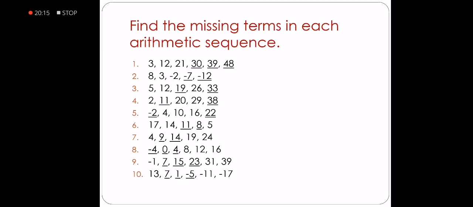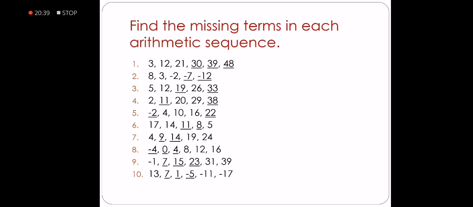In number 5, we have blank, 4, 10, 16. In number 5, our common difference is 6. So, we are just going to add 6. This time, what is missing is our first term. So, do we add 6? No. Since it is the previous term, we subtract 6 from 4. And 4 minus 6 is simply negative 2.